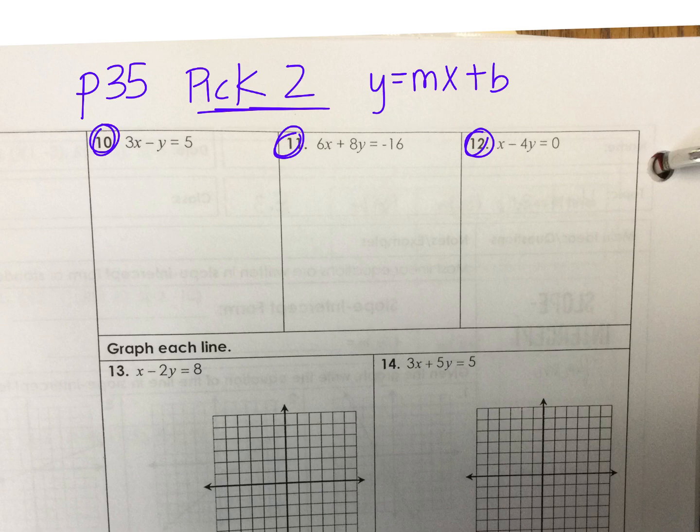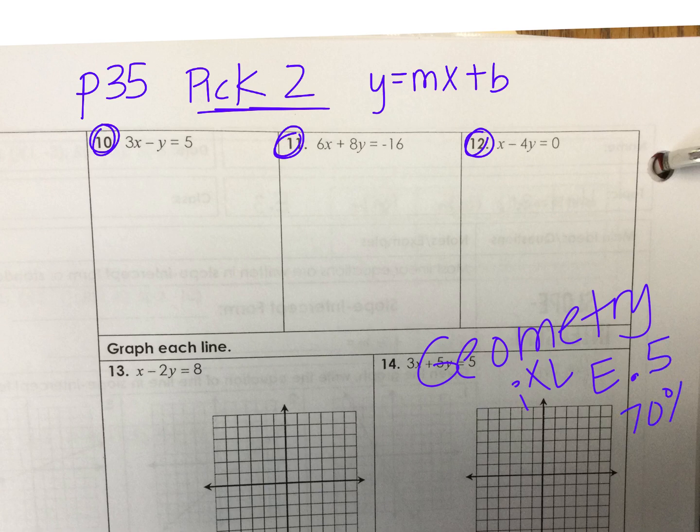The other thing you missed today was we did geometry, IXL, E5, 70%. So take the notes, do 2 of these problems, 10, 11, and 12, pick 2, and then do that IXL. Thank you.